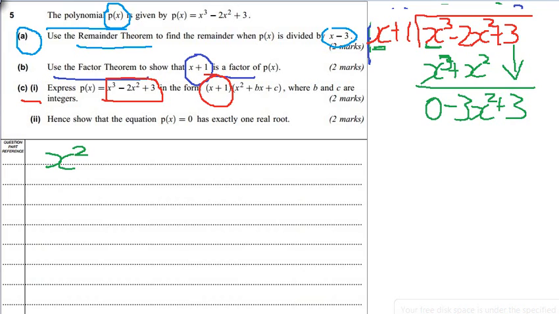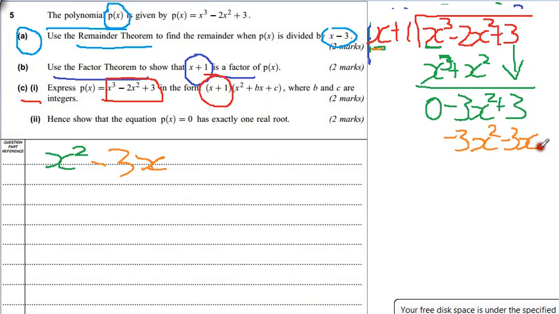Okay, next one. What do I need to times x by to get minus 3x squared? Well, it's going to be minus 3x. Minus 3x there. So we can write that in. Minus 3x squared. And then minus 3x times by 1 is minus 3x. Again, take them away. You end up with a 0 here.